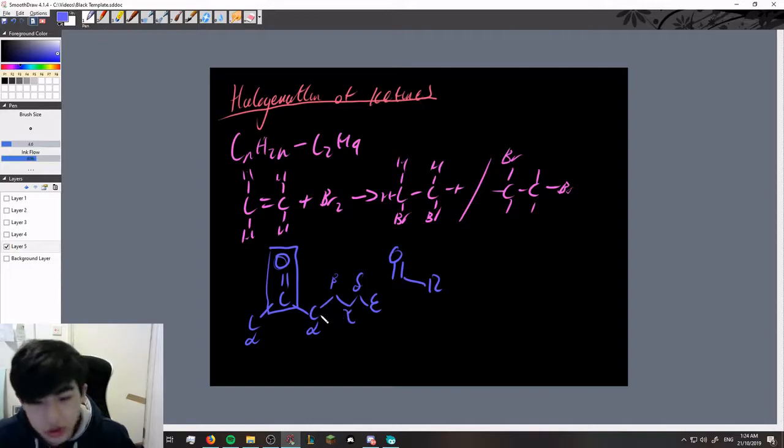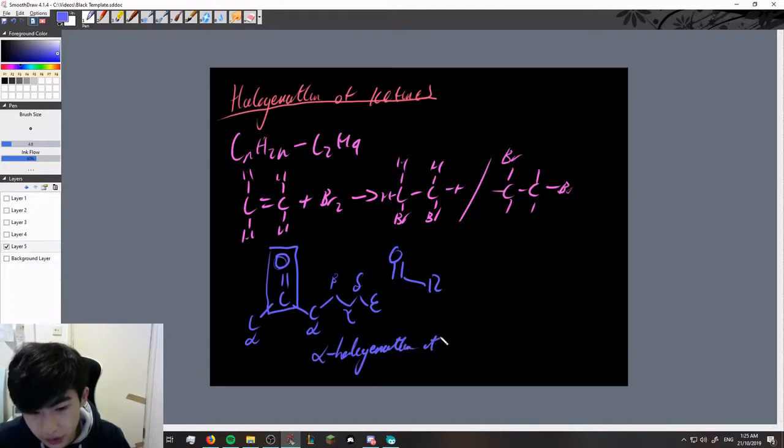Now, the reason that I had to mention this is that within the halogenation of ketones, reactions on the alpha carbon are the most reactive. So this leads to the alpha halogenation of ketones. Now, even though we are only looking at the alpha halogenation of ketones, to keep this simple, it is important to note that polyhalogenation can occur.